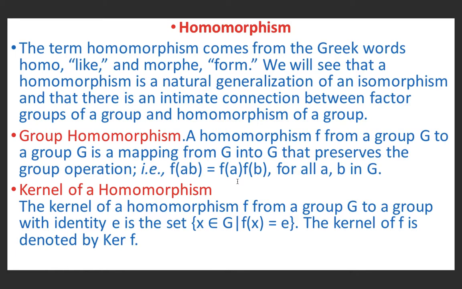Before giving examples and stating properties of a homomorphism, it is convenient to introduce an important subgroup that is intimately related to the image of a homomorphism, and this is nothing but the kernel of a homomorphism. So the kernel of a homomorphism F from a group G to a group G' with identity e is the set of x belonging to G such that F(x) equals e. It means it is the set of all those elements of G whose image under F is e, the identity element of the group. The kernel of F is denoted by Ker F.